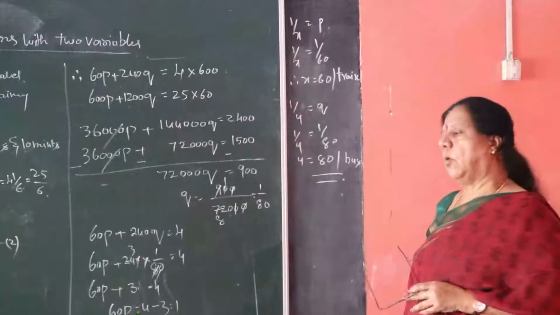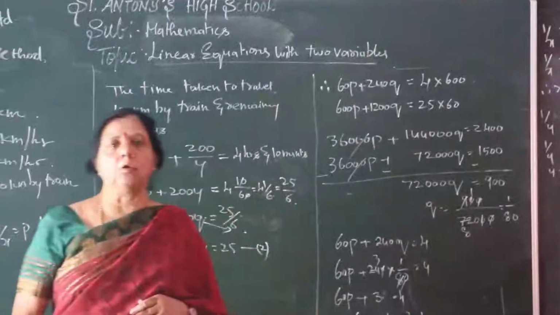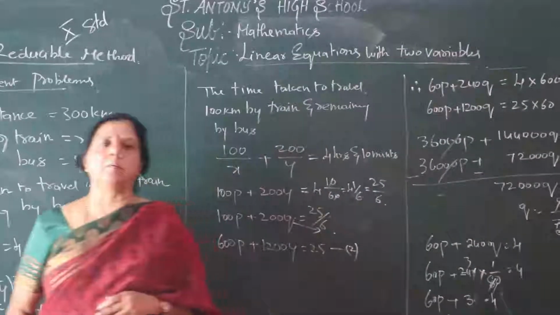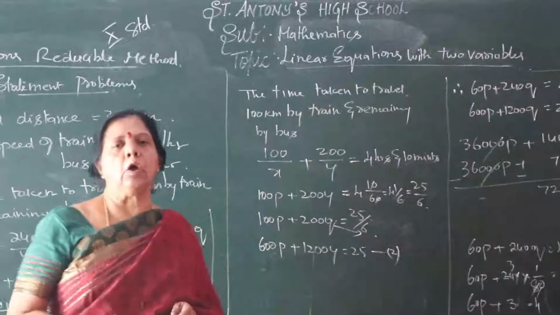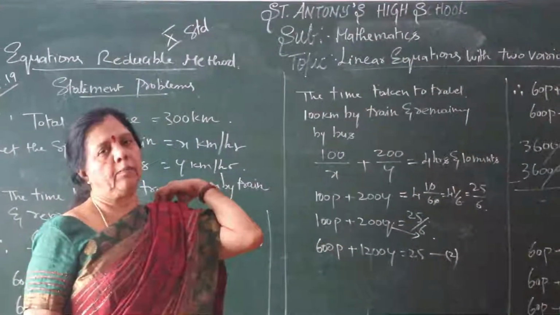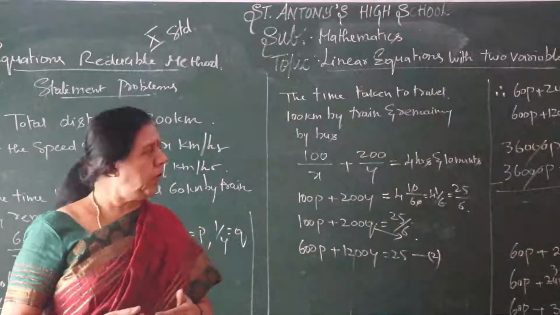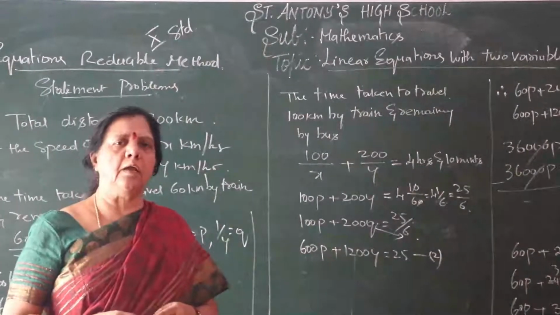This is the way you have to calculate the speed of the train and the speed of the bus. I will pass you the notes. You solve the problems without seeing the notes, then you can learn a lot. Otherwise it is very difficult, children. Next in my class, I am teaching you the elimination method, so try to understand this very clearly.